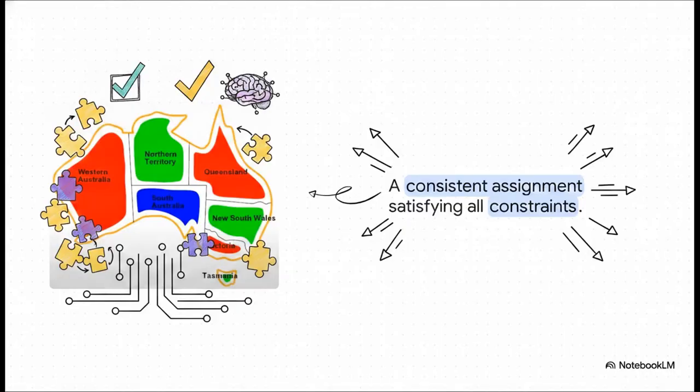The AI achieves the goal not by finding a path of steps, but by finding an assignment that meets two specific criteria. First, it must be consistent, meaning it does not violate any of those adjacent color constraints. And second, it must be complete, meaning every single variable or region is assigned a value. When both criteria are met, the map is perfectly colored, and our goal test is completely satisfied.